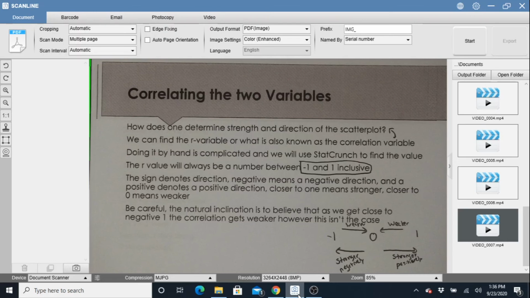But be careful. A natural inclination is to believe that as we get close to -1, the correlation gets weaker. However, this is not the case. Always remember, getting close to 0 makes it weaker. Now, these are not official modifiers of strength.